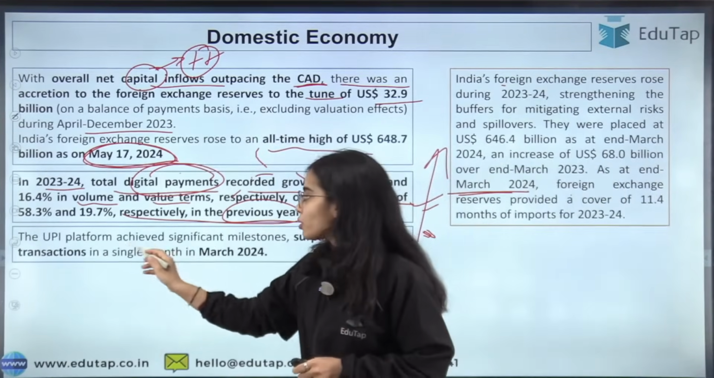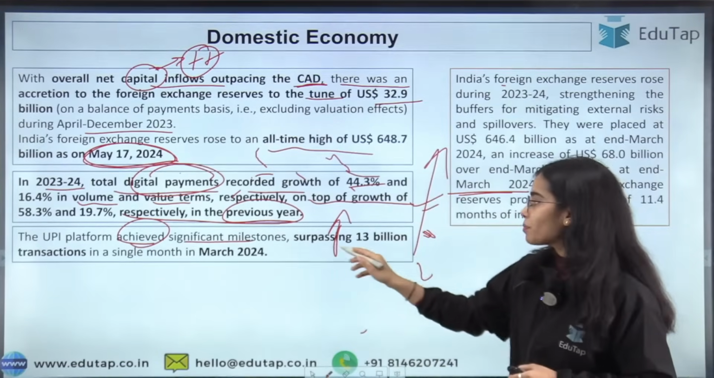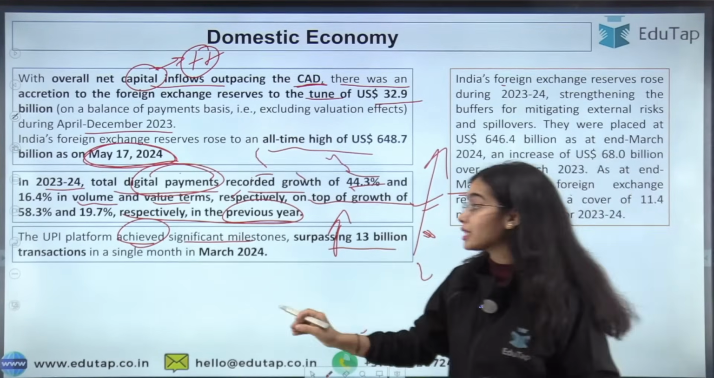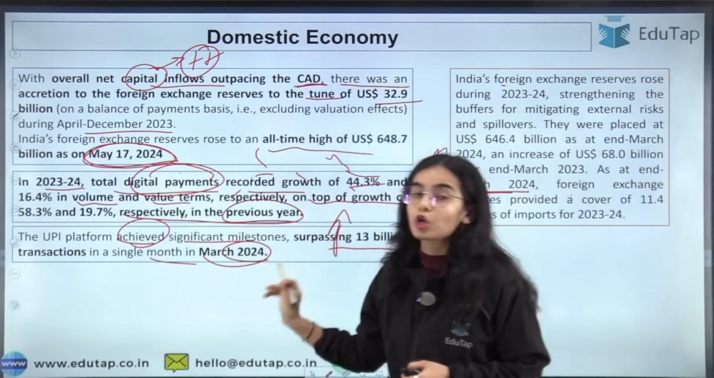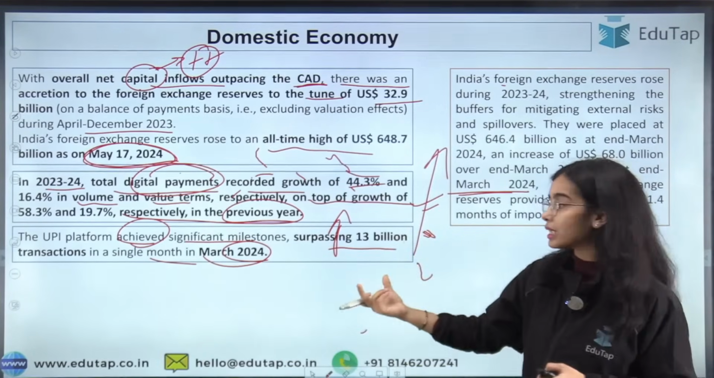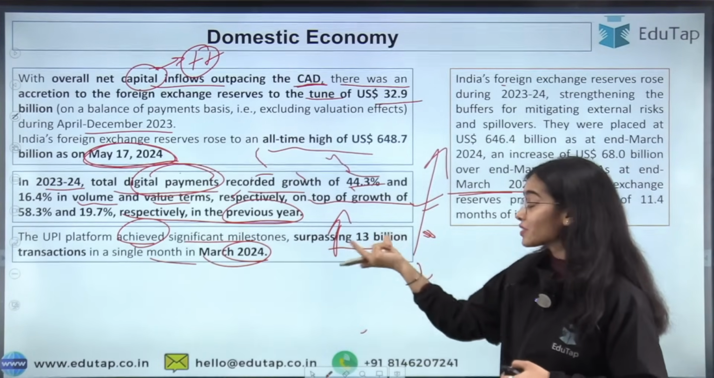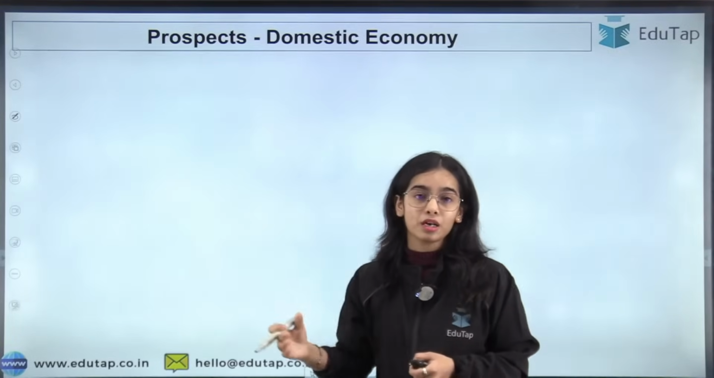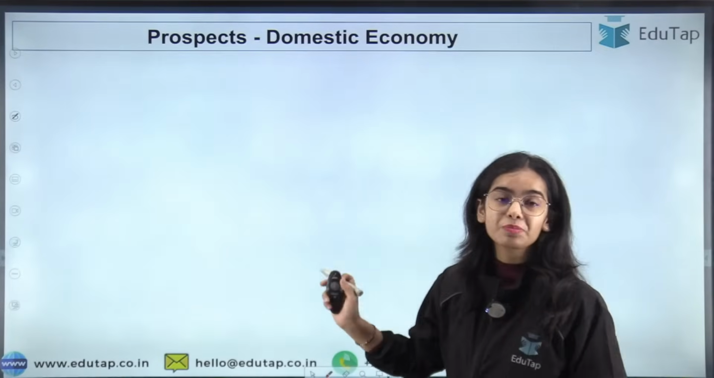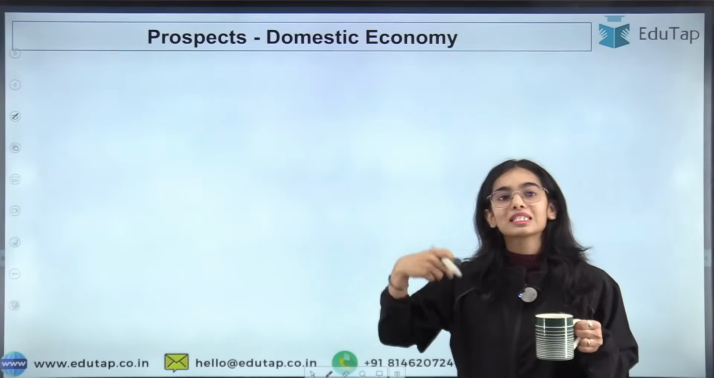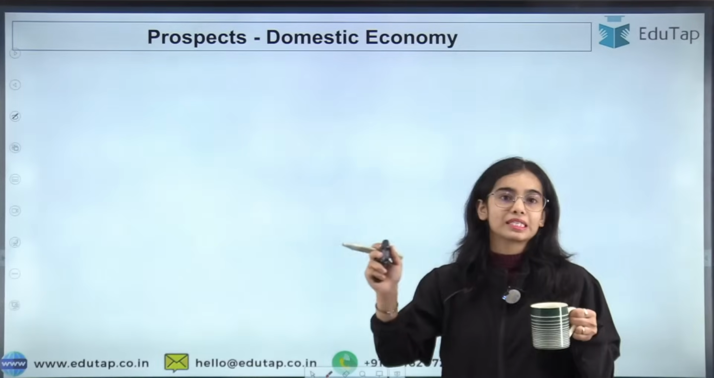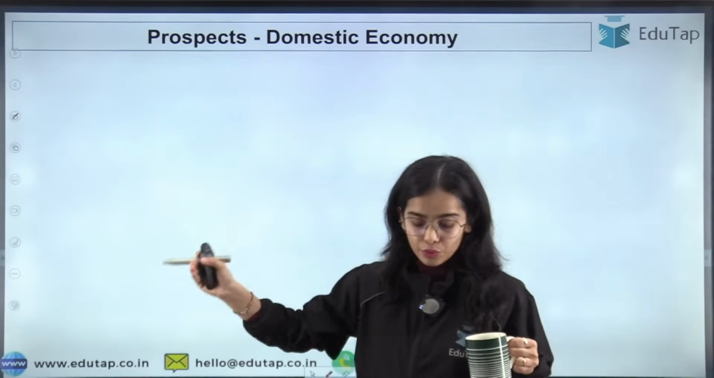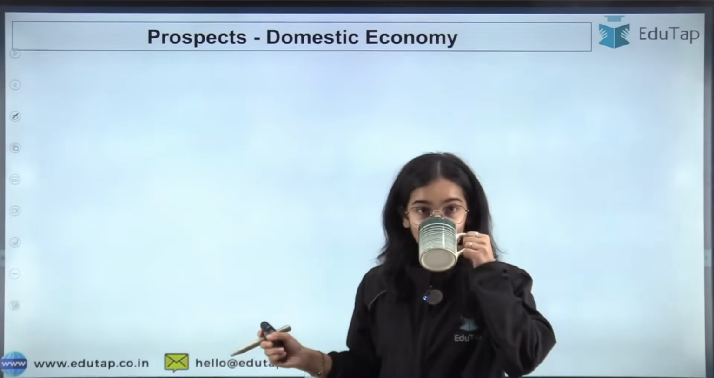The UPI platform achieved a significant milestone, surpassing 13 billion transactions in a single month in March 2024. So now this is the assessment of 2023-24. Now we will see the prospects of the domestic economy in 2024-25. Any confusion till now?